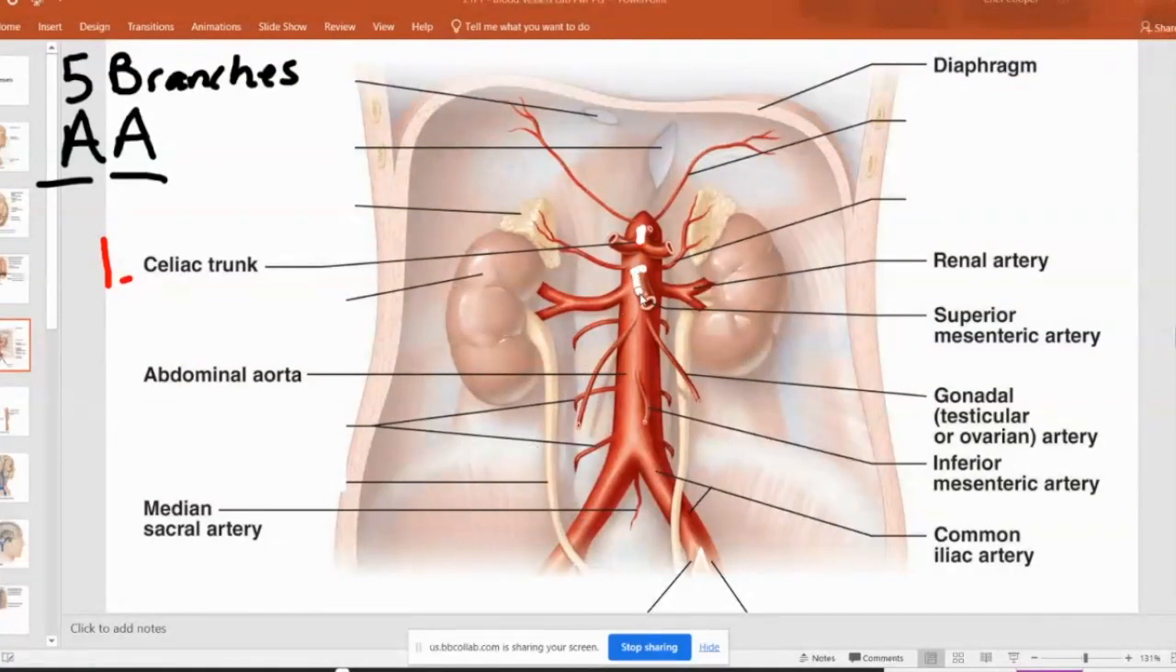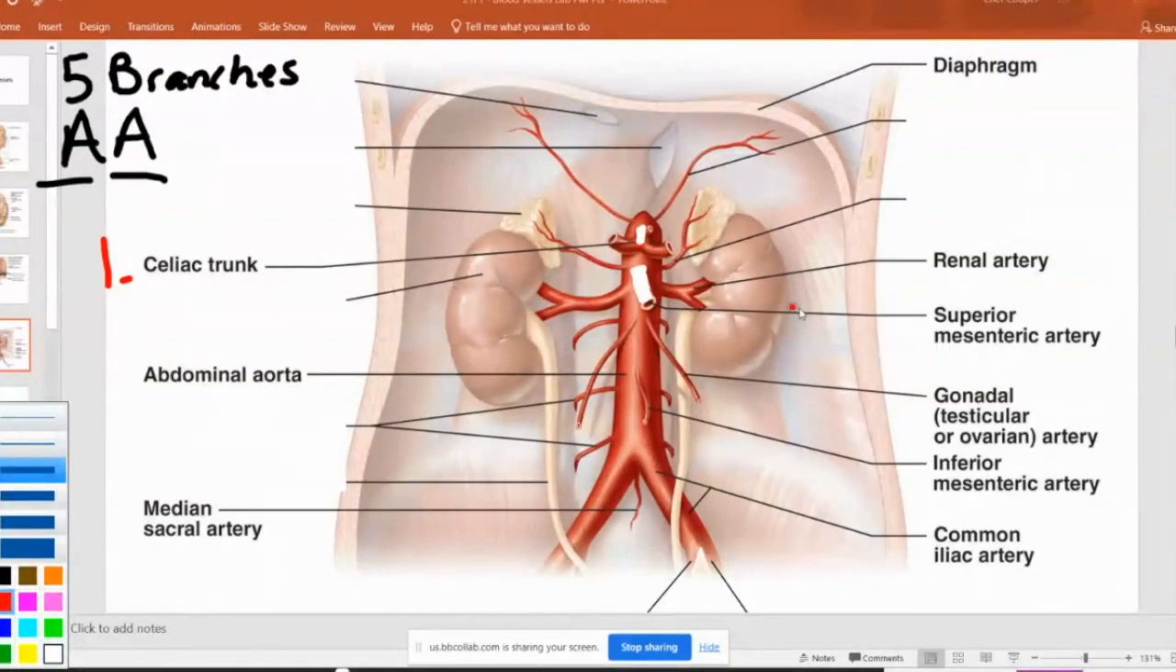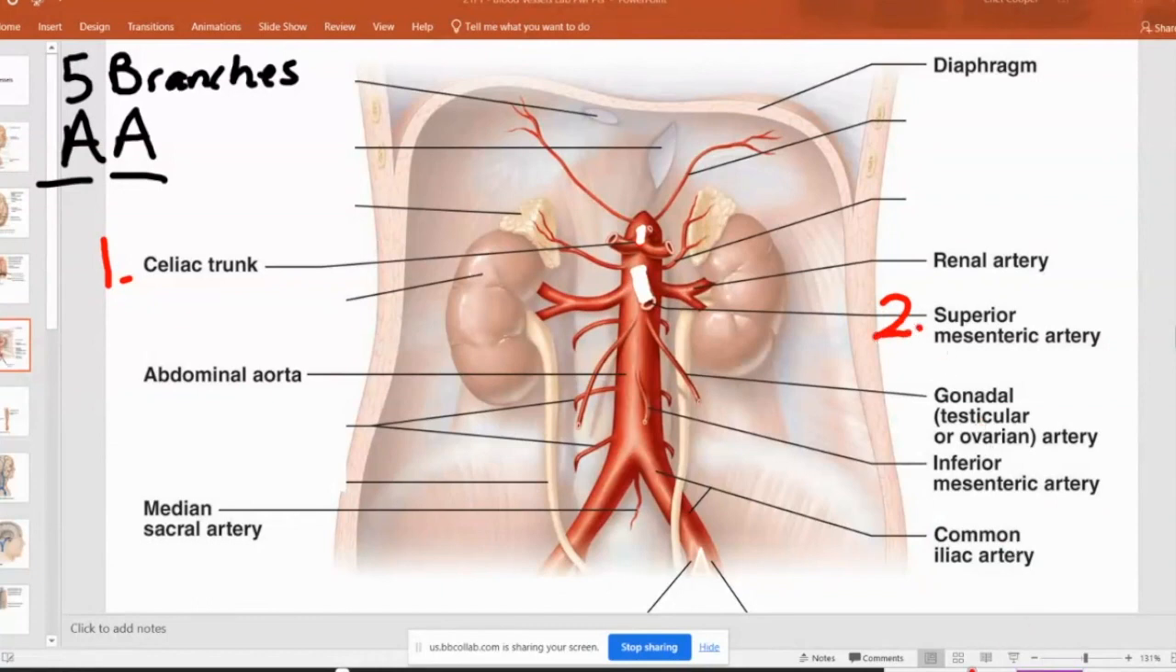Right here, this one in the middle that comes off right there, that is number two. Now, this one's hard because it's got a name that doesn't mean a thing to us yet. A lot of these do. Celiac doesn't mean a thing to us either. Superior, we understand. It means it comes off up high. But mesenteric, we won't learn until we get to the digestive system. I'll tell you, just so you've heard it, there's a membrane in the guts called a mesentery. And this blood vessel goes into the top of that membrane. So they say, oh, it's the superior vessel that goes into the mesentery. Let's call it the superior mesenteric artery.